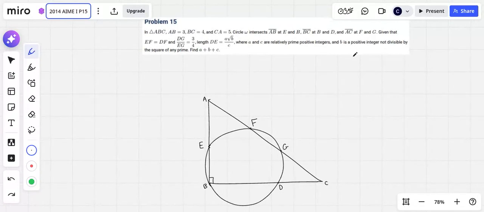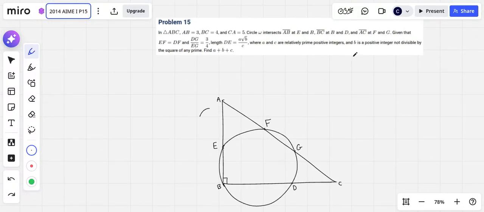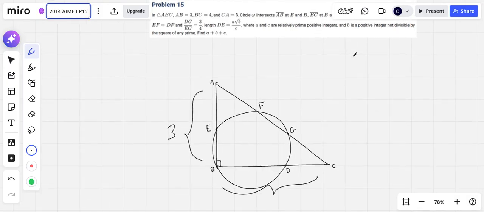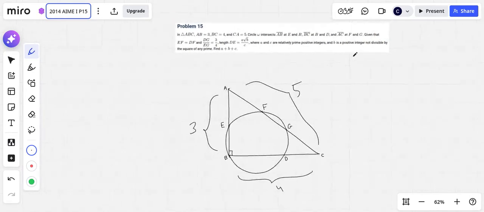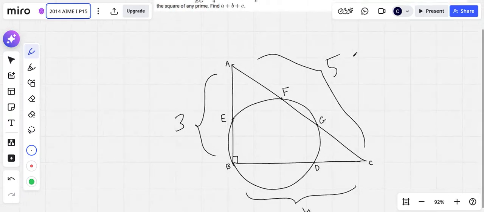So here we have our 3, 4, 5 right triangle where AB is 3, BC is 4, and then AC is 5. We have our circle going through B, and then it intersects at E on AB, D on BC, and then F and G on AC. And we're given that EF equals DF.